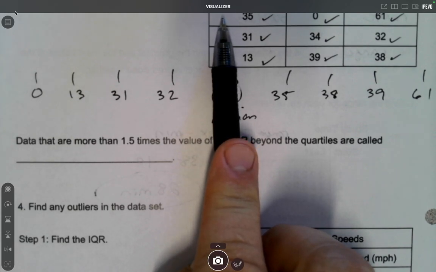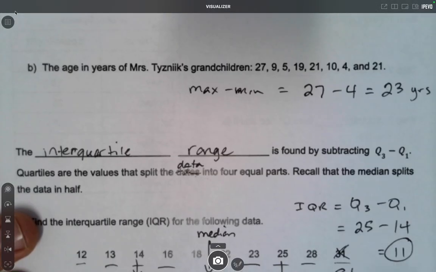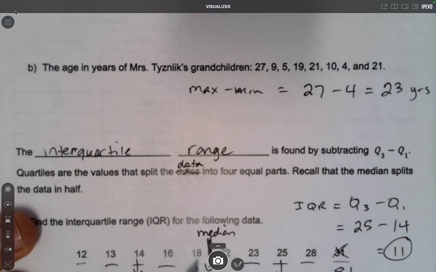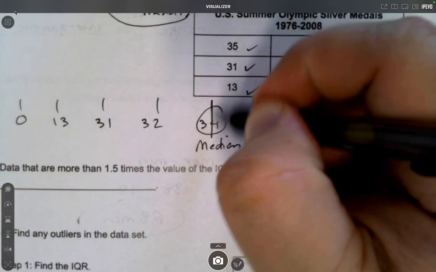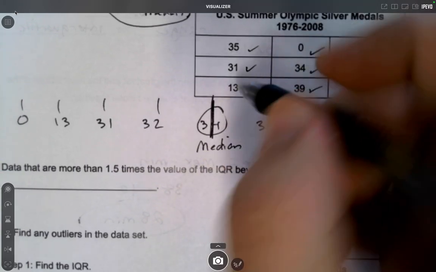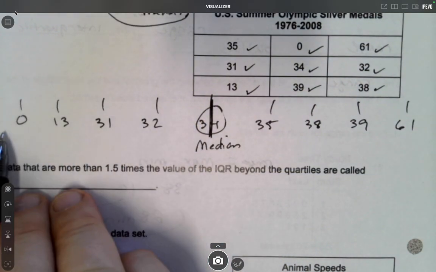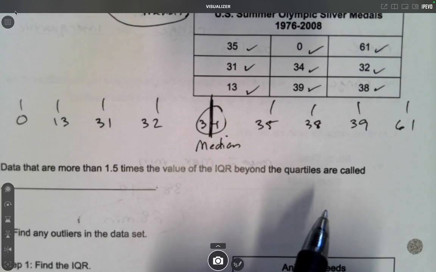So if it's between 2 numbers, you don't have to cover anything up because we didn't do that here. We just kind of treat this as the marker. We look at everything below that mark and above that mark. But when the median is a number, we have to treat this as the marker. We don't look at 34. We just look at what's below it and what's above it.